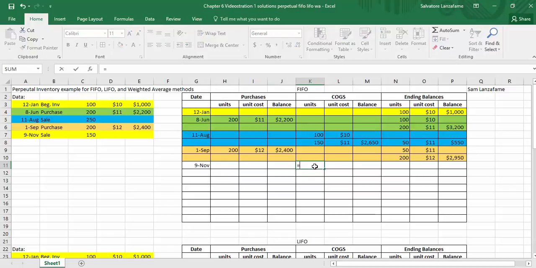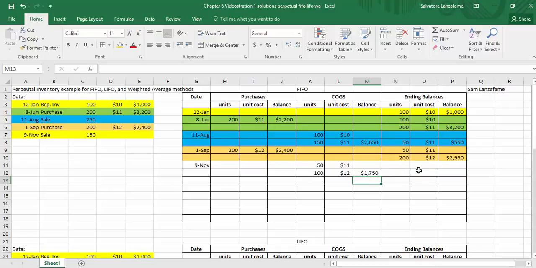So let's do that. So we'll take the 50 at 11 and then we'll take another 100 at $12. So that's going to give us cost of goods sold for this particular transaction of $1,750. In terms of my ending balance, I no longer have the $11 group.